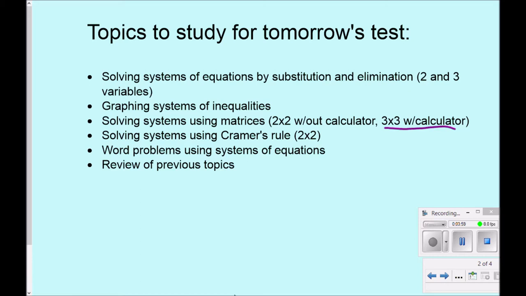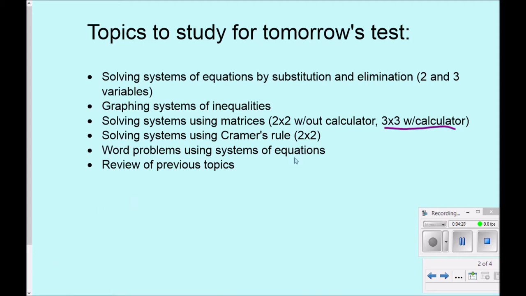On the other hand, the 2x2, solving a system of equations that has 2 equations and 2 variables, that should be done using matrices without a calculator. So in other words, if I have Ax equals B, multiplying both sides by A inverse, I know that x is equal to A inverse times B. So by hand, I'd have to find A inverse, and then I'd have to multiply that by B. So expect to be able to do that without a calculator. Again, everything else listed here also without a calculator.